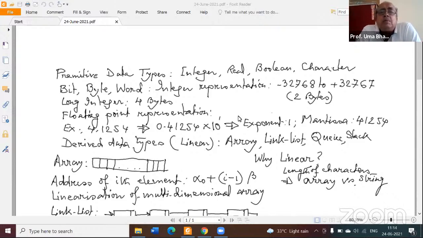In computer paradigm, it will be stored as exponent and mantissa, so that each of them individually becomes an integer. So in this case, exponent is 1 and mantissa is 41254. Obviously, I have explained in decimal. In computer, it will be in binary. So any real number will be normalized like this, and then divided between exponent and mantissa, and then stored.